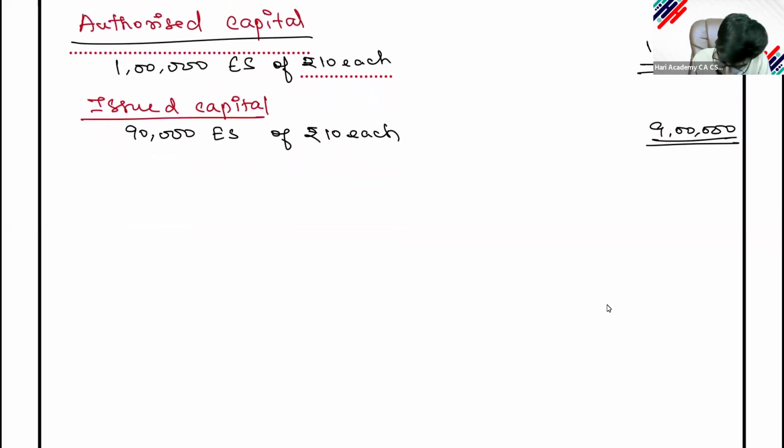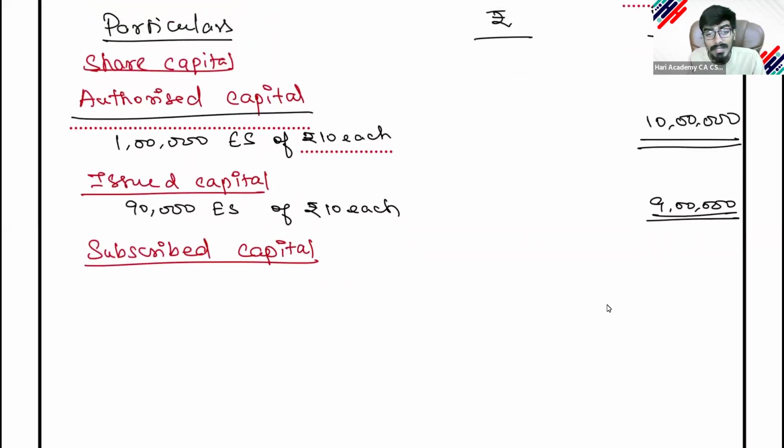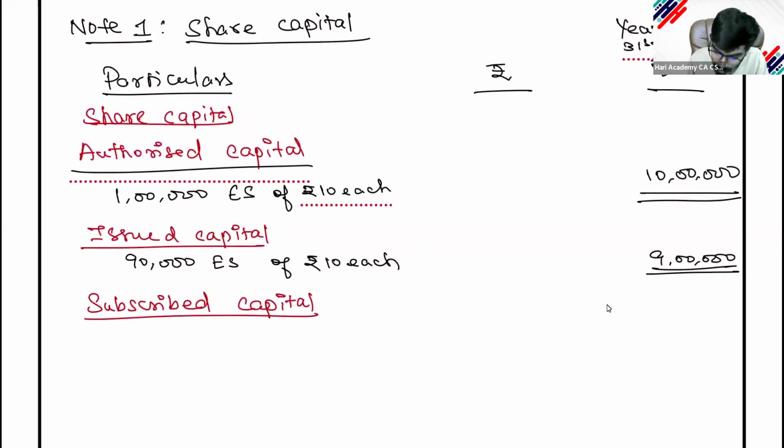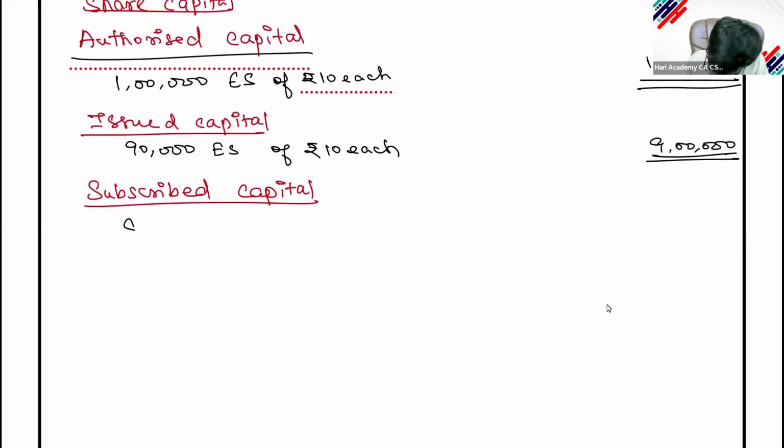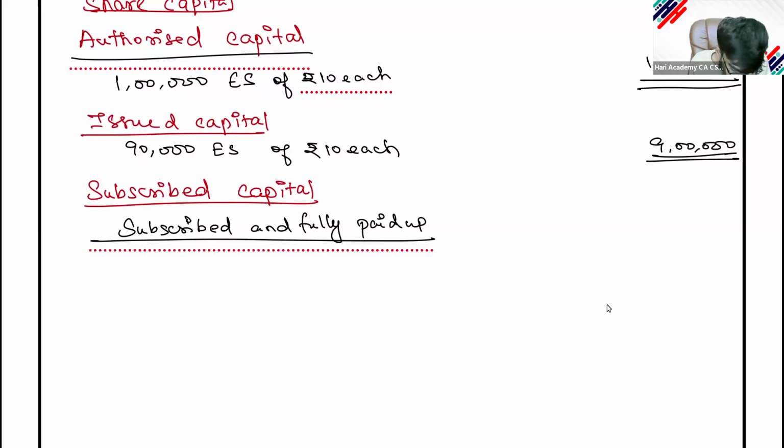Next heading. The most important hero comes in this note number 1, that is subscribed capital. Everyone will commit a mistake only in subscribed capital. Listen, subscribed capital is divided into 2: subscribed and fully paid up, and subscribed but not fully paid up. First thing, subscribed and fully paid up. Assume out of 90,000, 80,000 equity shares of rupees 10 each have been fully paid up. Subscribed and fully paid up.